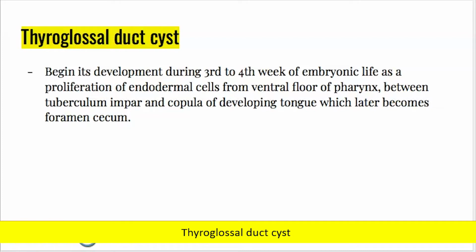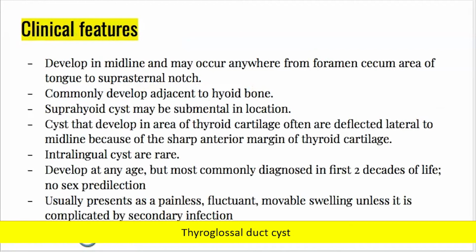Next, I'll be talking about thyroglossal duct cyst. Thyroglossal duct cyst begins its development during the 3rd to 4th week of embryonic life as a proliferation of endodermal cells from the ventral floor of the pharynx, which is between the tuberculum impar and copula of the developing tongue, which later becomes the foramen cecum. It usually develops in the midline and may occur anywhere from the foramen cecum area of the tongue to the suprasternal notch.